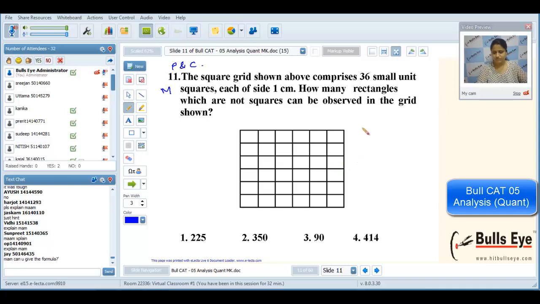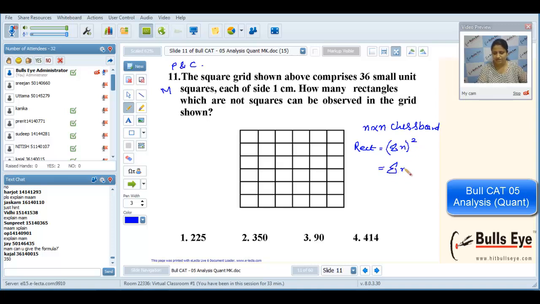Yes, Jay, I'll give you. Whenever you have an n by n chessboard, what will be the number of rectangles? It will be sigma n whole square, or you can say sigma n cube. Both have the same formula. That is the number of rectangles. And if you talk about squares, it will be sigma n square. These are the formulas. Is it okay, Jay? If you have an n by n chessboard, these are the formulas.